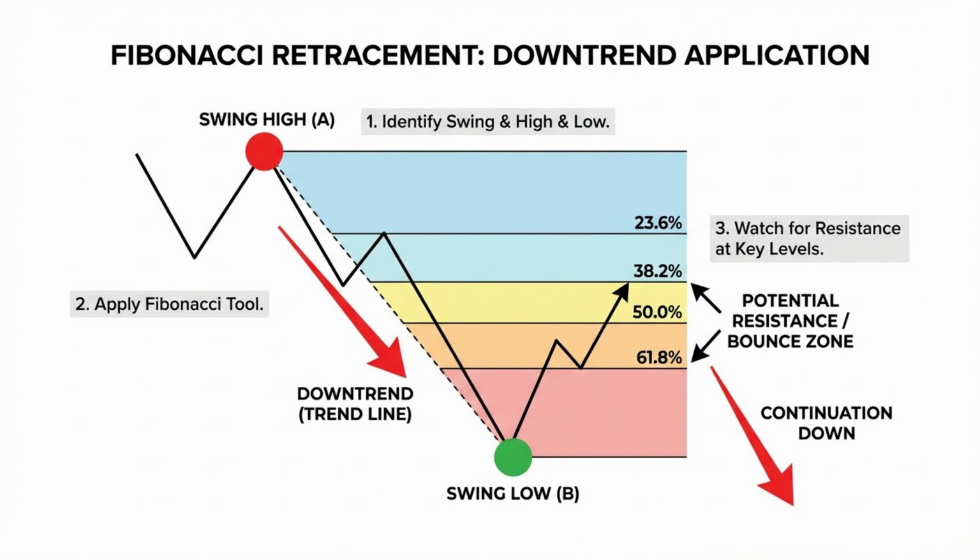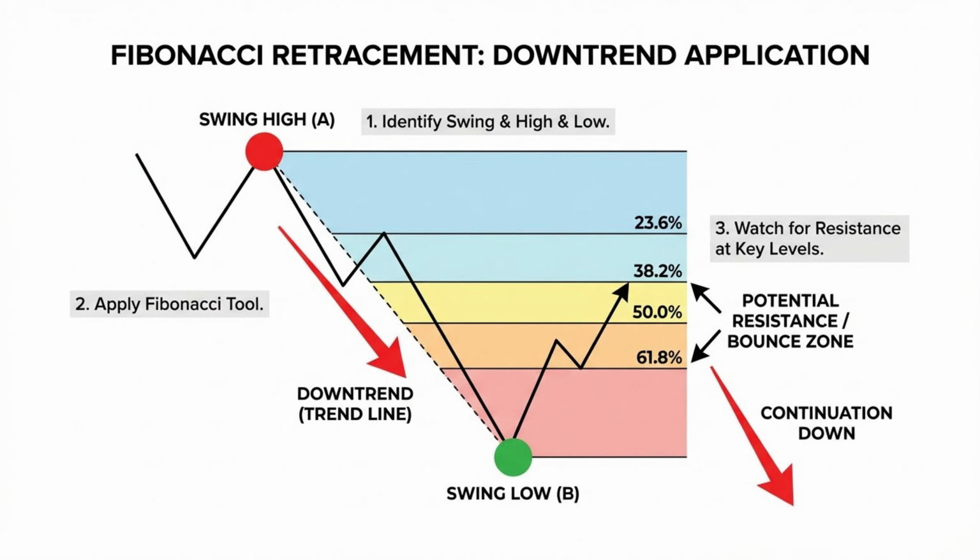Once these 2 points are found, the Fibonacci retracement tool is applied by connecting the swing high down to the swing low. The tool then creates key levels such as 23.6%, 38.2%, 50%, and 61.8%. During a downtrend, these levels act as potential resistance zones, meaning the price may rise temporarily, hit one of these levels, and then bounce back down.